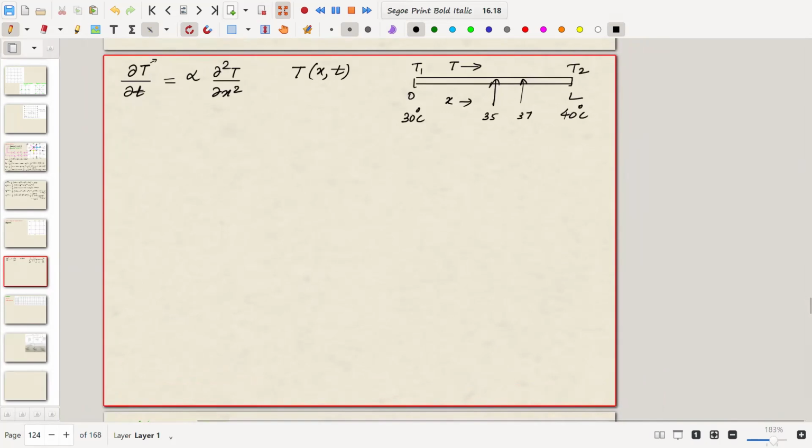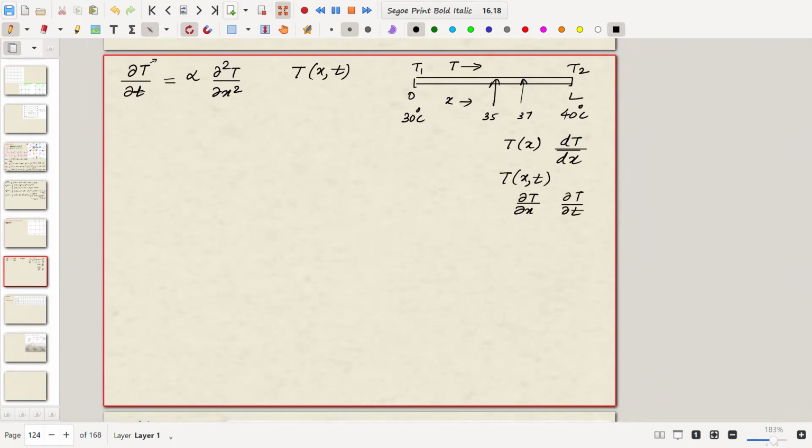When you have more than one variable, you cannot use ordinary differential equations. Therefore, you have to move to partial differential equations. If temperature was only varying with respect to x, then dT by dx would be sufficient. But since temperature is varying with respect to x and t, you need dou T by dou x and dou T by dou t. I hope this is clear. If a variable depends on more than one variable, it is a partial differential equation. If it varies with respect to only one variable, then dT by dx is the same as dou T by dou x, no difference.